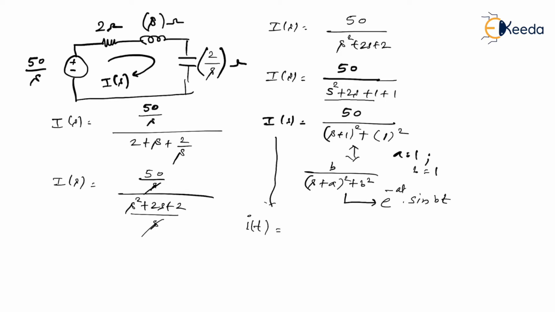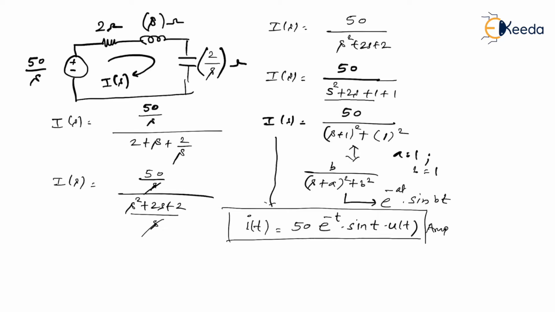I of t is equal to, look, 50 is a constant, I'll just take it out, and now it becomes simply e to the power minus t sin of t u of t, and of course it is in ampere. So this is the value of I of t. So either you write u of t, or if you remove u of t, then you can write I of t as simply 50 into e to the power minus t sin t.